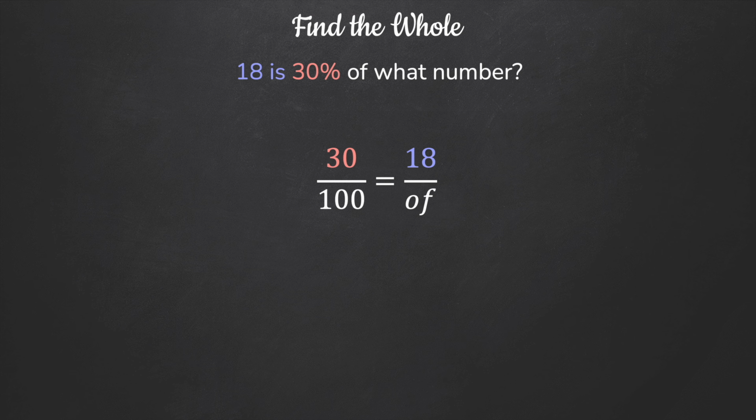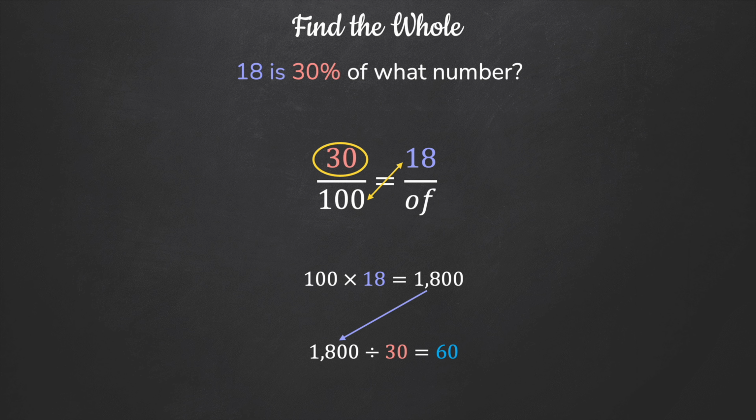So first we're going to start off by cross multiplying. 100 times 18 is equal to 1,800. Then we're going to divide by our last value, which is 30. So 1,800 divided by 30 is equal to 60. So that means that 18 is 30% of 60.